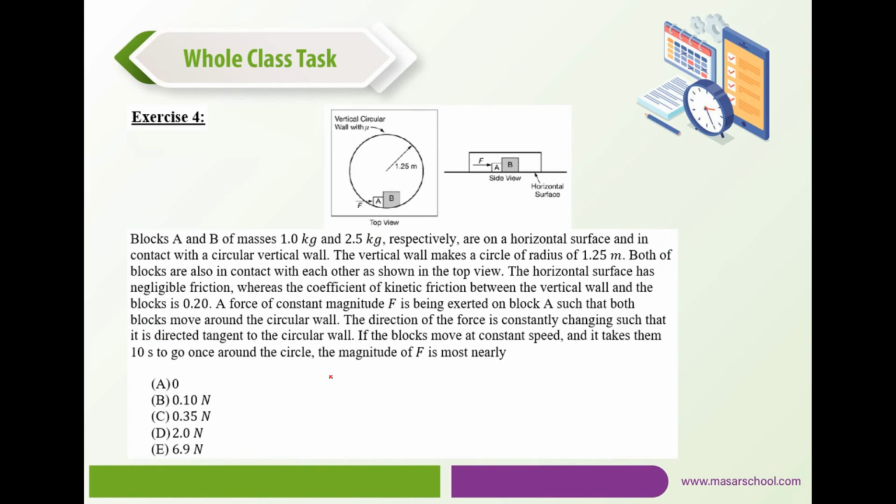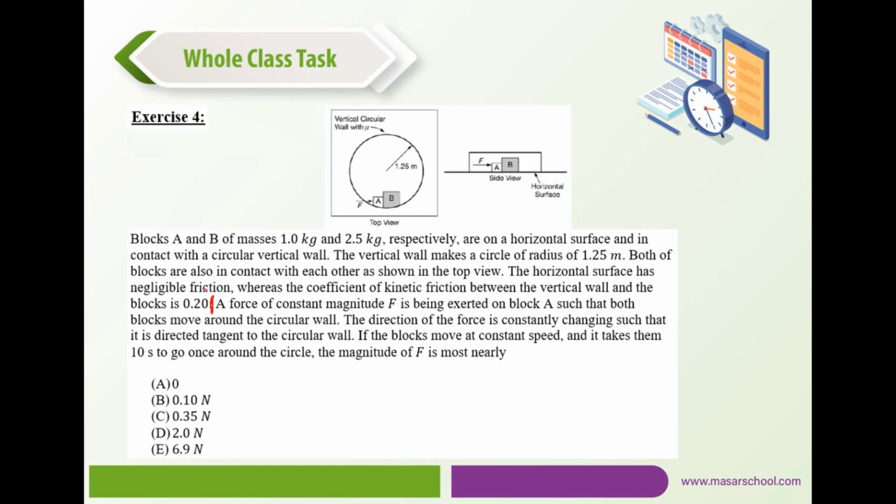Now exercise 4, blocks A and B of masses 1 kg and 2.5 kg respectively are on a horizontal surface and in contact with a circular vertical wall. The vertical wall makes a circle of radius 1.25 meters. Both of the blocks are always in contact with each other as shown in the top view. The horizontal surface has negligible friction, whereas the coefficient of kinetic friction between the vertical wall and the blocks is 0.2.